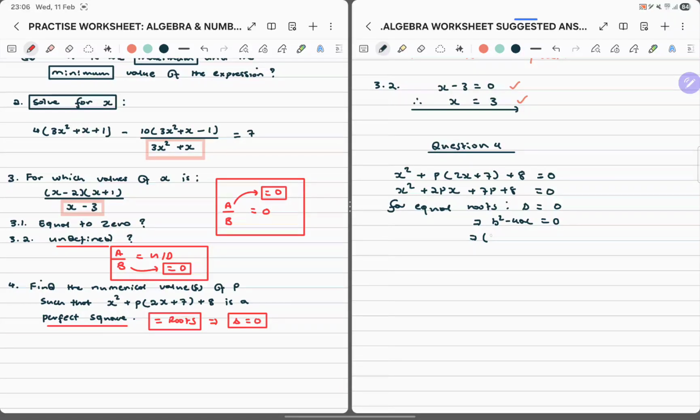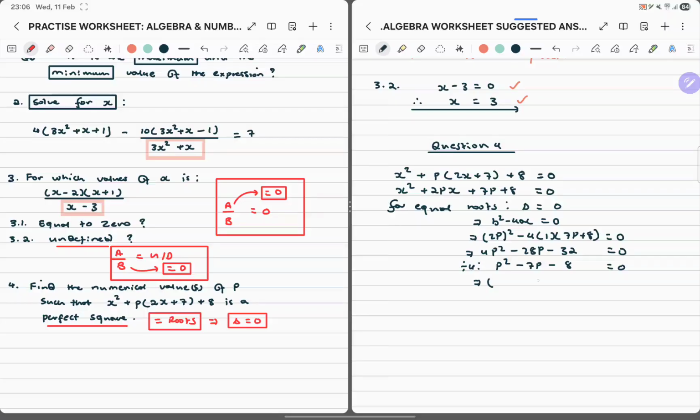So now let's see. b here is 2p squared minus 4 into 1 into 7p plus 8 equal to 0. So we get 4p squared minus 28p minus 32 equal to 0. We can divide by 4 to make it nice and easy to handle. So this is p squared minus 7p minus 8 equal to 0.